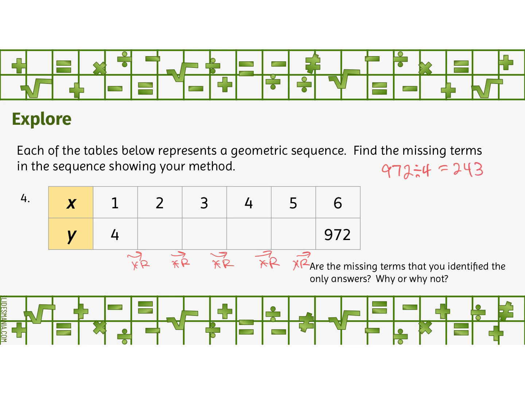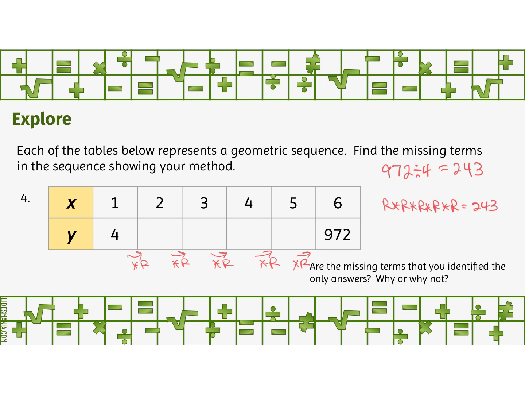Okay. So that's the difference between the 4 and the 972, and it's geometric, and we're multiplying, so that's why we divided it. But then we have this 243. I know the R is being multiplied 5 times to get 243. So what number multiplied by itself 5 times?